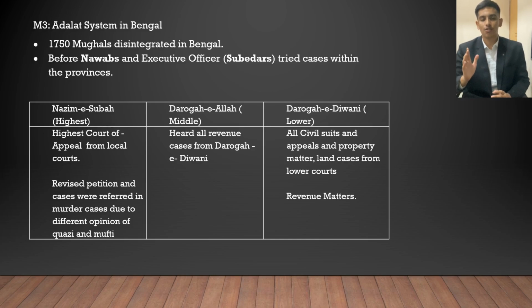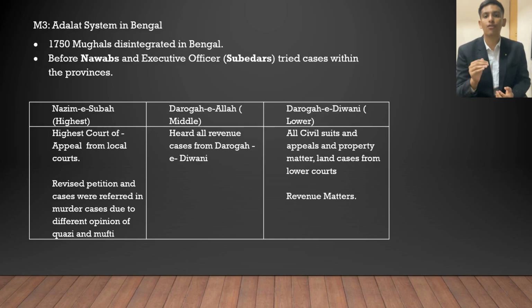So this is the hierarchy of courts. The highest court is Nazim-e-Suba. Second, the middle court, that is the high court, we can say, is Daroga-e-Adalat. The third court, the lowest court, is Daroga-e-Diwani. As the name suggests, we start from the lower. All civil suits, appeals and property related matters went to Daroga-e-Diwani. Also the revenue related matters.